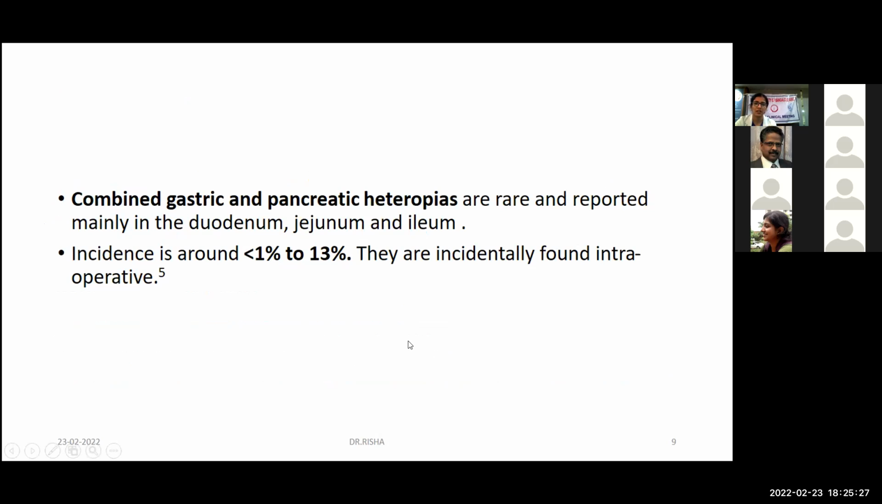Combined gastric and pancreatic heterotopias are rare and reported mainly in the duodenum, jejunum, and ileum, with an incidence of less than 1% to 13%, and are incidentally found in the intraoperative period. Treatment is needed only if they are symptomatic or found intraoperatively.